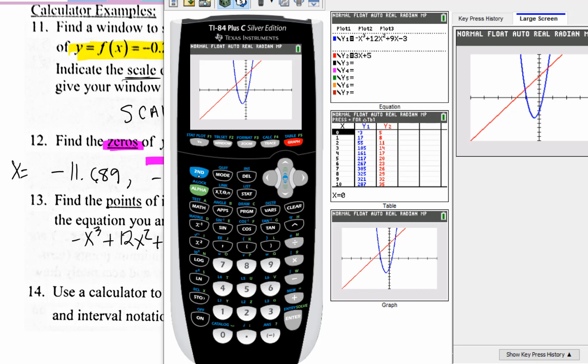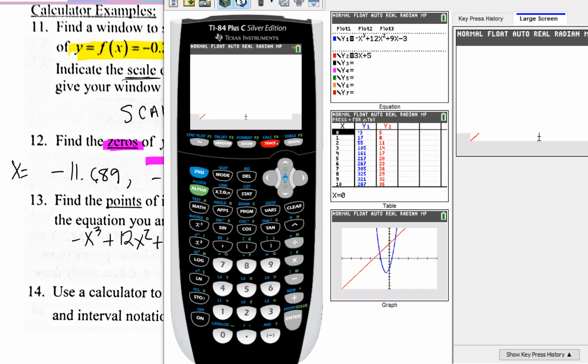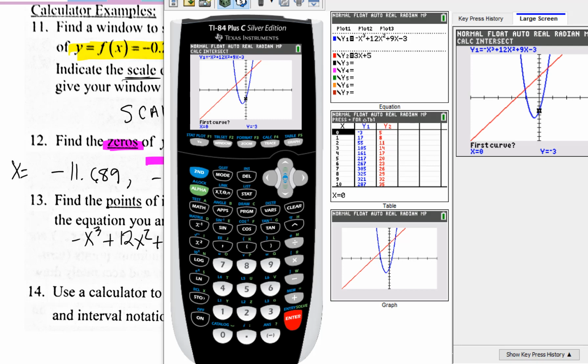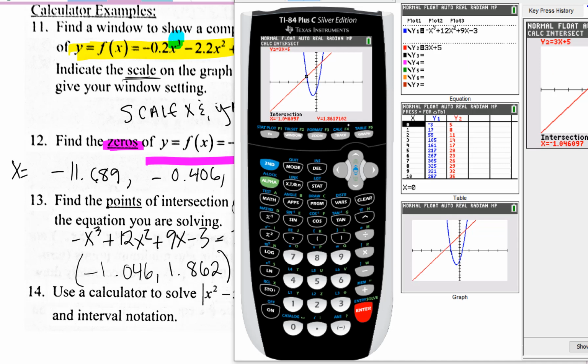So to find the points of intersection, we will press second trace, again telling the calculator to calculate. Number 5 is the intersection, so you can scroll down to 5 and hit enter, or you can just hit 5 and that selects it. For an intersection, we are going to get our little x as close to that intersection as possible, and then press enter 3 times. Enter, enter, enter. When I rounded the y value, I got 862.